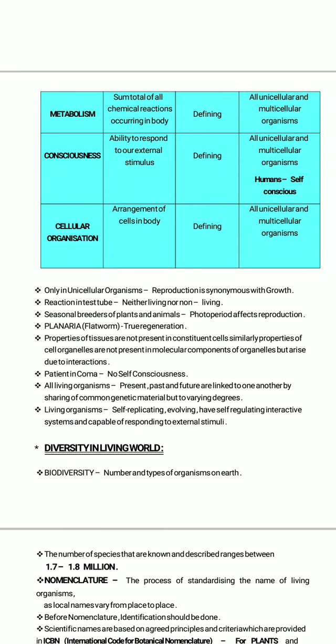Then metabolism. It is the sum total of all chemical reactions occurring in the body, and it is defining. There are no exceptions in metabolism, and all unicellular and multicellular organisms have metabolism. Then consciousness. Ability to respond to external stimulus is called consciousness, and it is defining. All unicellular and multicellular organisms have consciousness, and humans only have self-consciousness.